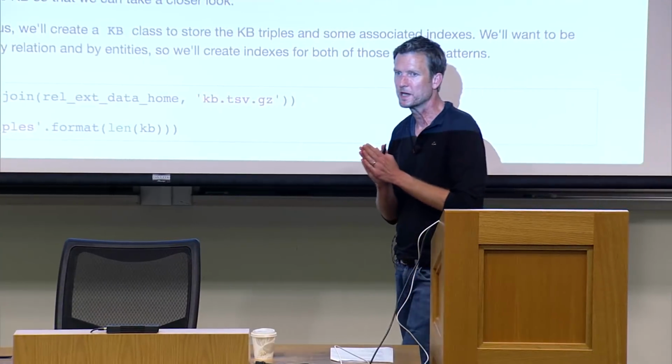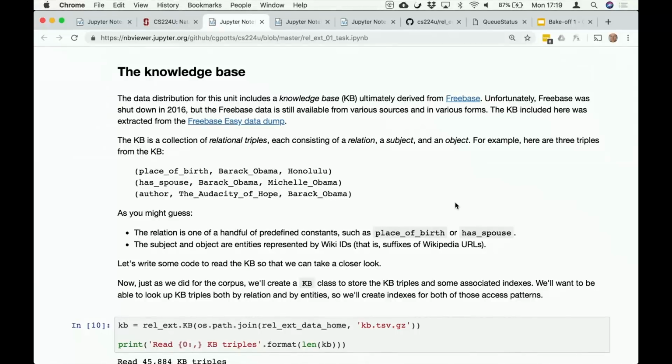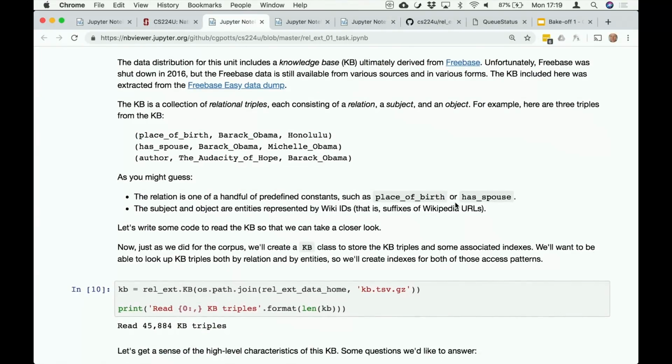Okay, let's turn to the knowledge base now. The knowledge base that we're going to use is a fragment of Freebase. I mentioned Freebase earlier. It's this large, community-constructed knowledge base of relationships between entities. It was very sadly shut down in 2016, but if you poke around on the internet, you can still find data dumps from Freebase. And the knowledge base that we're going to include here was derived from a Freebase data dump.